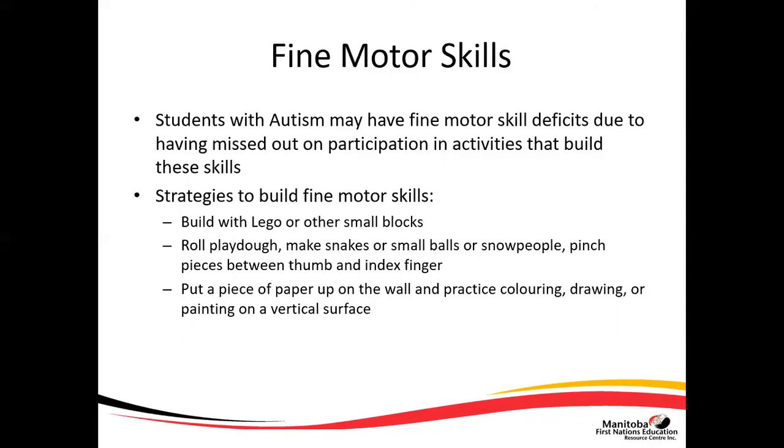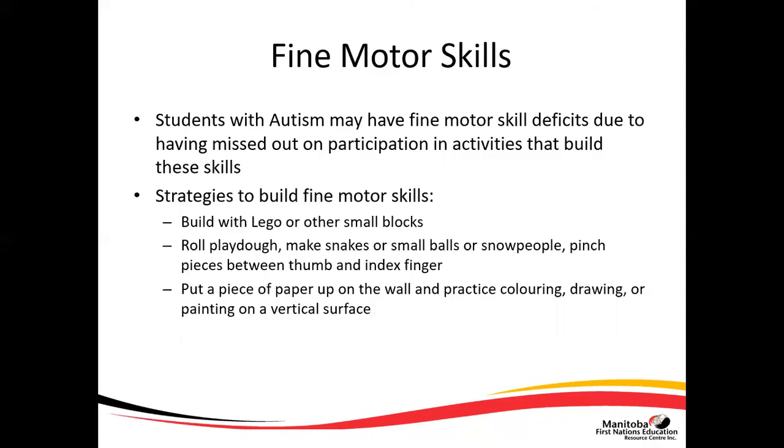Okay, now moving on a little bit, we know that students who have autism may have fine motor skill deficits. And this is not necessarily inherently because they have autism. It's because they might have missed out on participating in activities that build these skills. So for students who are in school who have autism, they might not have had the opportunity at home, or they might not have had the joint attention at home or in school to be able to do things like playing with Lego or building blocks or playing with Play-Doh in the way that a child who doesn't have autism would.